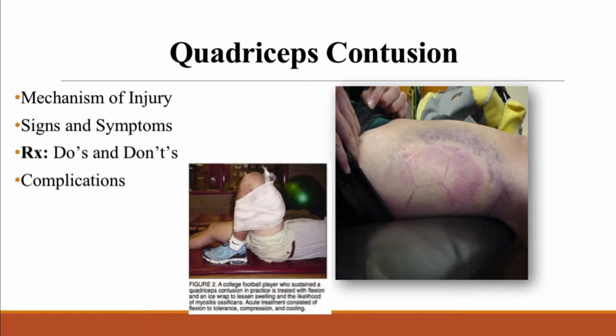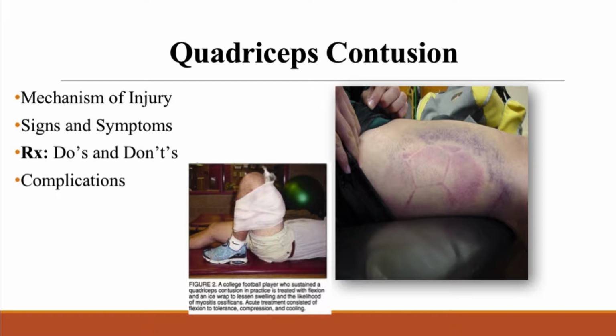In a second degree, moderate, there is more pain, swelling, point tenderness, and the athlete cannot flex the knee more than 90 degrees. In a third degree contusion, severe, there is moderate to severe pain, swelling, and a range of knee flexion that is 90 to 45 degrees. The athletes will also show an obvious limp, and there might be muscle deformity.